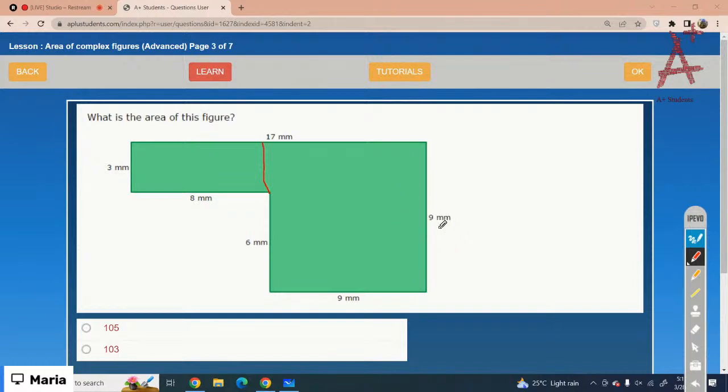The length of this is 9. Here you have 6. So here you have 3. Got it? So you have to calculate the area of two shapes. 9. This one is 9. This one is 8 because 9 plus 8 makes 17. Got it? So you have to calculate the area of this rectangle.